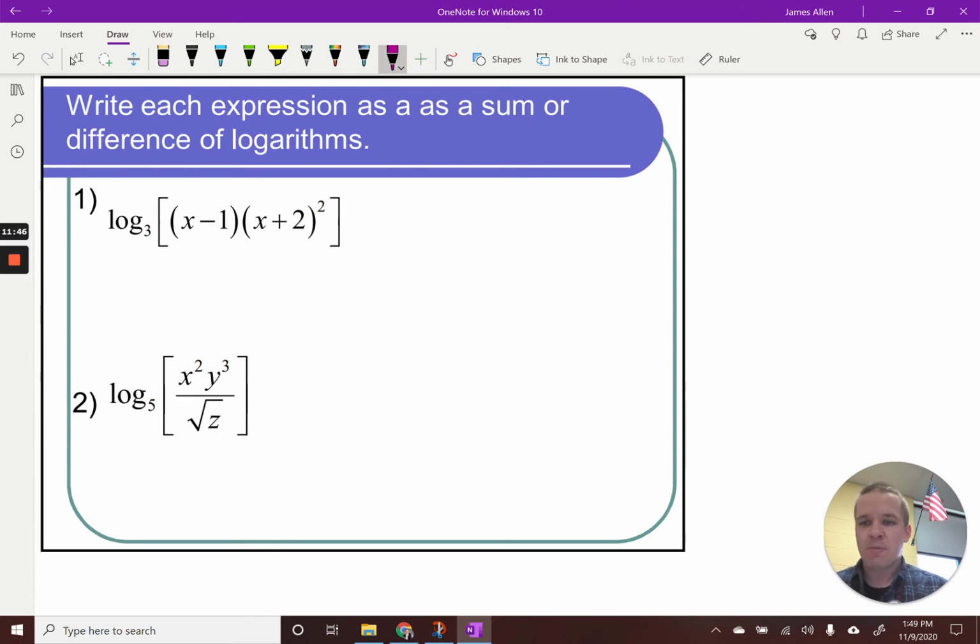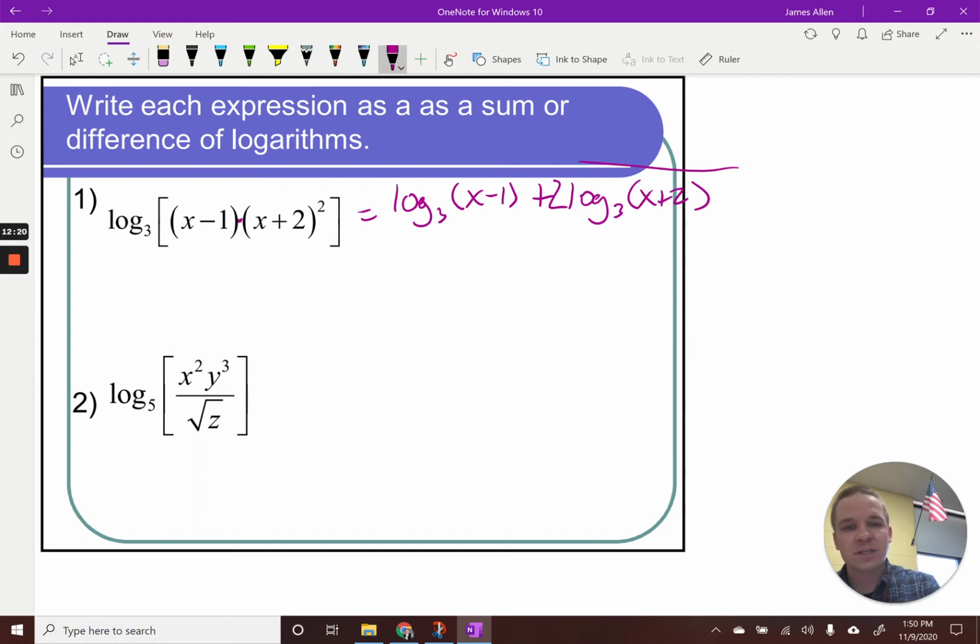All right. Time to write as a sum or difference. So we're going to go ahead and expand here. Now, I know you see addition and subtraction in this one, but they're inside, they're binomials there. So I got to expand this one. Well, it's multiplication between, so to separate that, to expand it, I'm going to do addition. So I will have log base 3 of x minus 1 plus log base 3 of x plus 2, and it would be squared, but I know that exponent can come down as a coefficient. I'm going to pop that right in front there. This one is expanded fully.